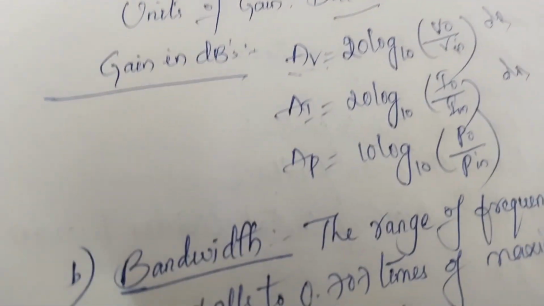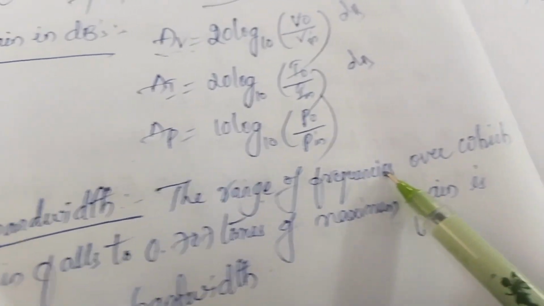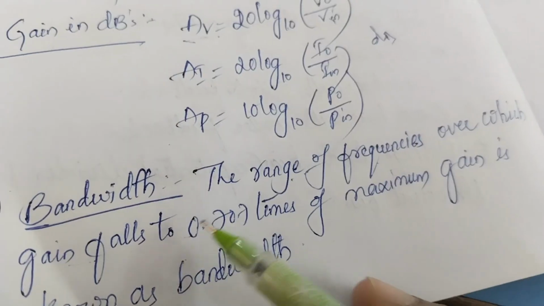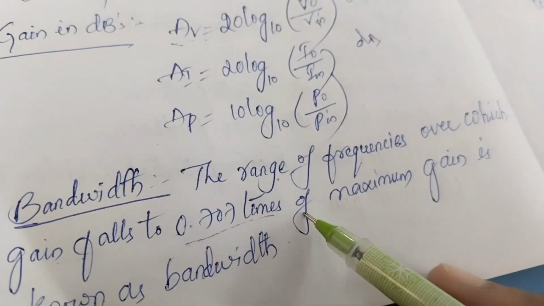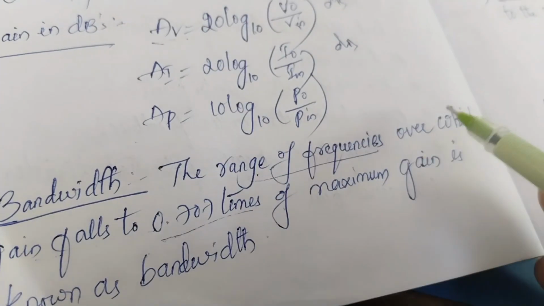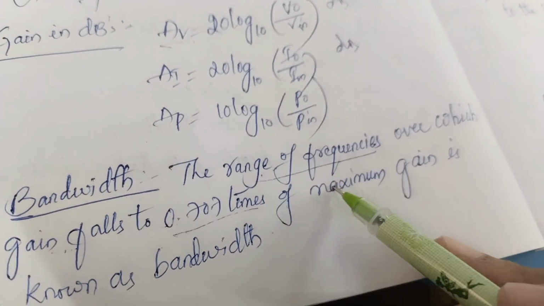The next definition is bandwidth. Bandwidth refers to the range of frequencies over which the gain falls to 0.707 times the maximum gain. The range of frequencies over which the gain falls to 0.707 times the maximum gain is known as bandwidth.